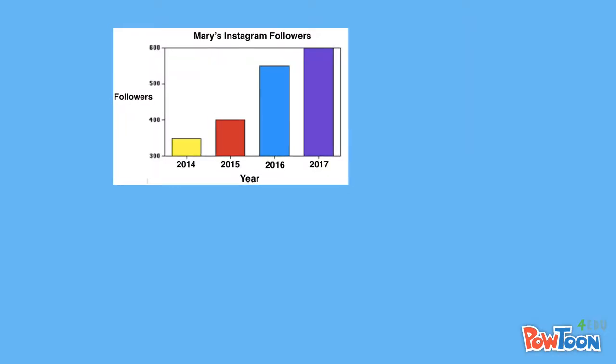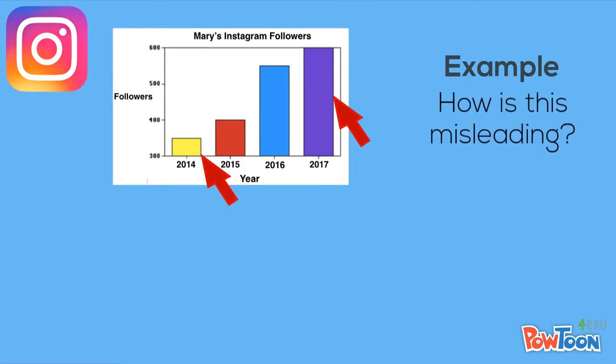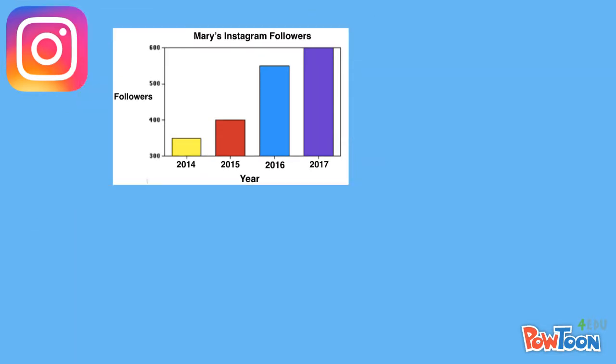Let's have a look at an example. The bars in the graph suggest that Mary's Instagram followers in 2017 were 5 times the amount of followers than 2014. But this is misleading. That is because the dependent variable axis, which in this case is the vertical axis, does not start at 0. The vertical axis starts at 300.